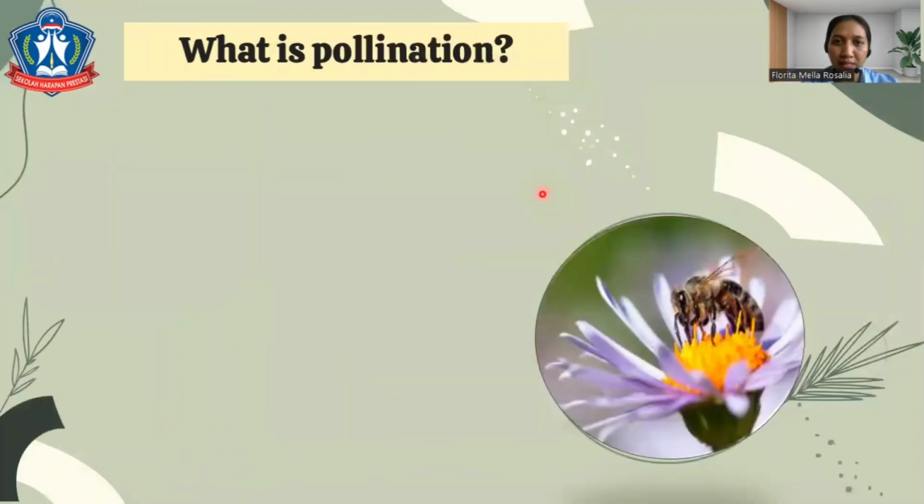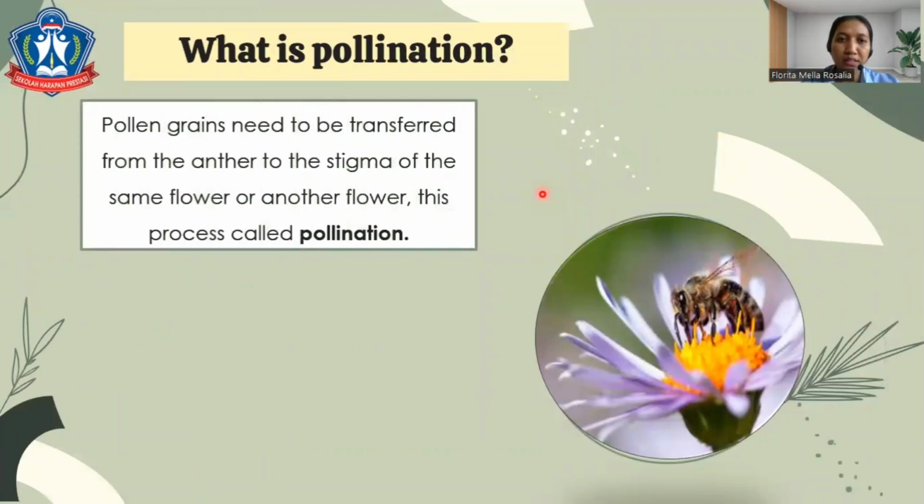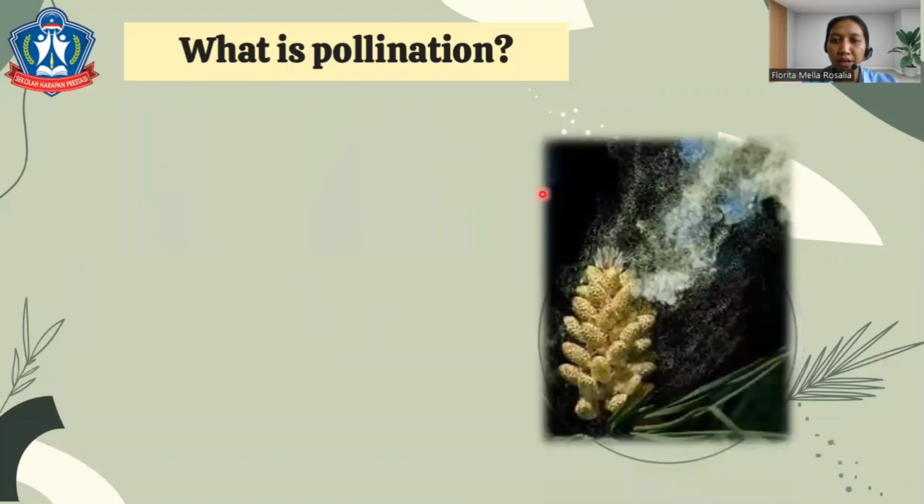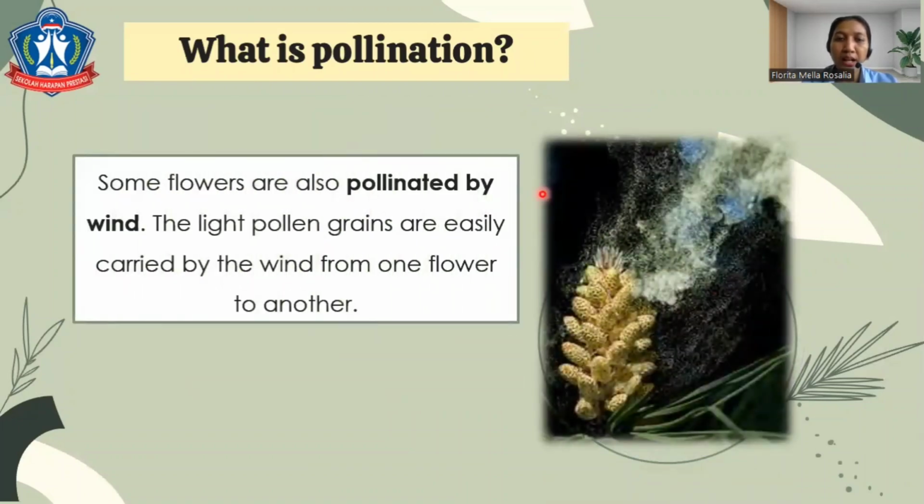What is pollination? Pollen grains need to be transferred from the anther, the male part, to the stigma of the same flower or another flower. And the pollination here can happen by insects or birds. They travel from one flower to another. Or the other one, it also can happen by the wind. The light pollen grains are easily carried by the wind from one flower to another.